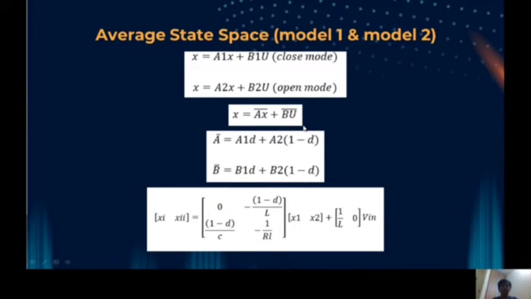For the average state space for module 1 and module 2, this is basically the method that the student needs to use to find the average value from both module 1 and module 2. And this is the output that we can get from module 1 and module 2. And this is the method that needs to be used to find the average state space.